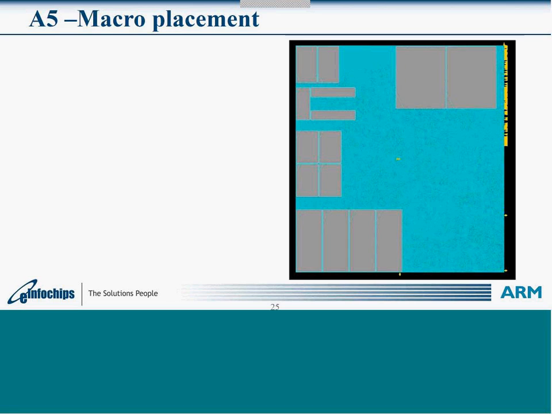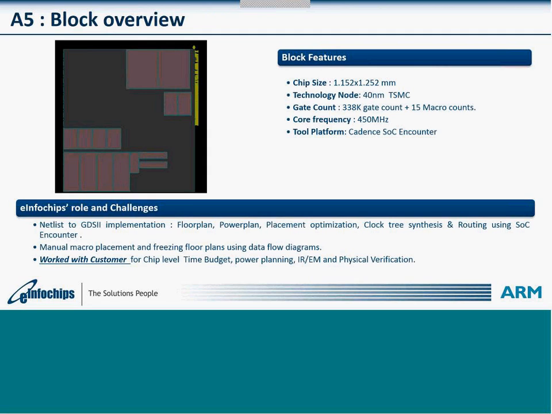We have close to 3K gate count, and there were 15 macros. These macros are the primary and secondary cache memories. And we wanted to target 450 megahertz. Later on, actually, we optimized this A5 to 70 megahertz. I will be talking about those implementation challenges and the journey on the slides. And for this A5, we have used Cadence SoC Encounter as the tool.